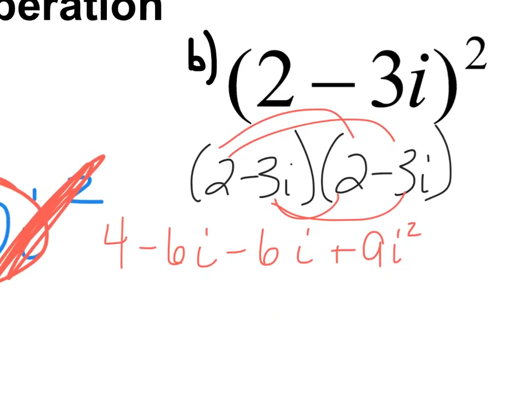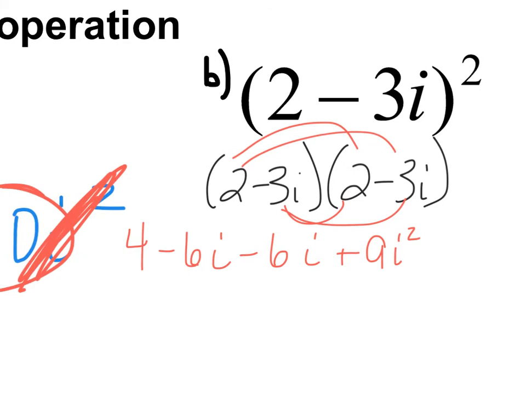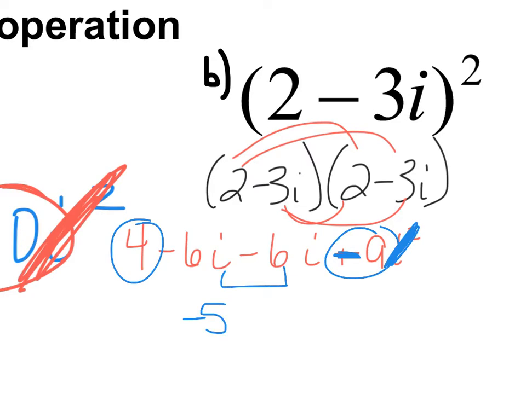Some of you right away go, oh, minus 9. Okay, fine. I just would prefer that you write it out now so you don't get confused. My positive 9 becomes negative, so I have positive 4 minus 9, which is negative 5. Negative 6i, negative 6i? Negative 12i, good.